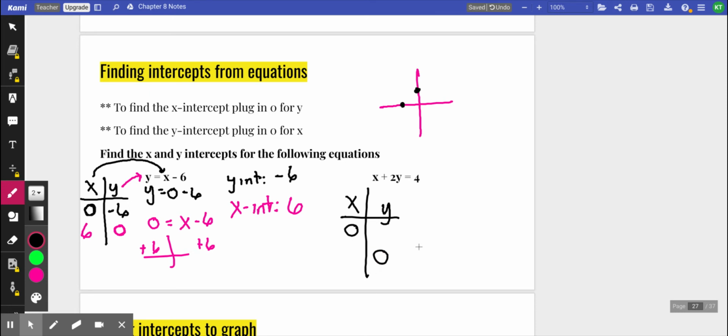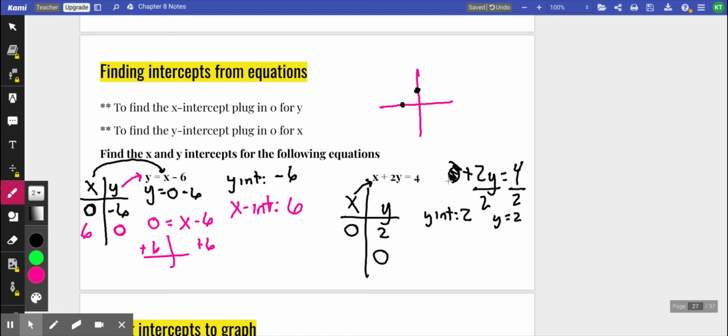If you remember the backside of that worksheet from 8.2, that's essentially what we were doing, not necessarily with zeros, but with other values. So I'm going to plug 0 in here. So it would be 0 plus 2y equals 4. All right, so really this is 0. Now divide both sides by 2. We get y equals 2. So my y-intercept is 2.